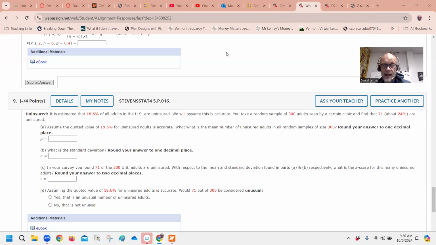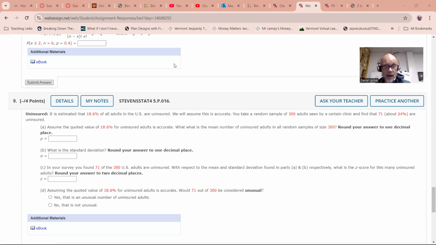Of course, the histogram calculator actually gave it to us, but I think this is worth knowing how to do by hand. So the mean is the same as n times p. So I'm going to take 300 times 0.186, and I'll just use the calculator here. 300 times 0.186, I'm getting 55.8. So that's the mean of this binomial distribution that's approaching a symmetric distribution.